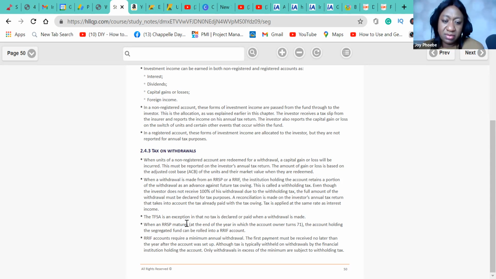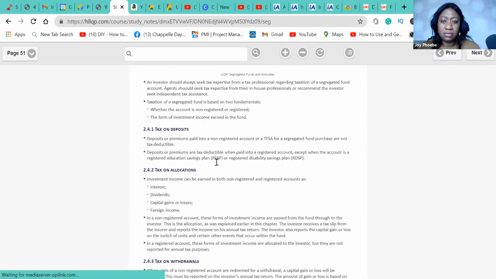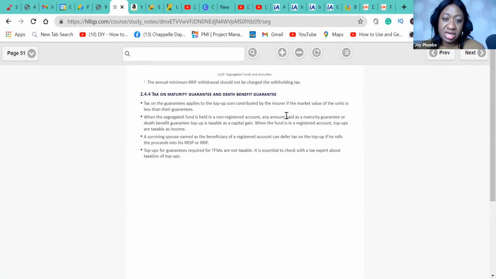Now, TFSA is an example in that no tax is declared on the capital gain or withdrawal. Okay. Tax on maturity guarantee and death benefit. Well, tax on maturity guarantee applies to the top up sum contributed by the insurer if the market value of the unit is less than the guaranteed amount. So when the segregated fund is held in a non-registered account, any amount paid as a maturity guarantee or death benefit guarantee top up is taxable as a capital gain. And when the fund is in a registered account, top ups are taxable as income.